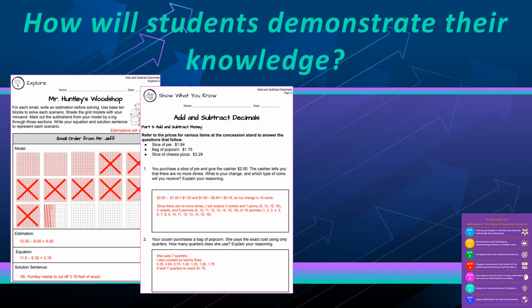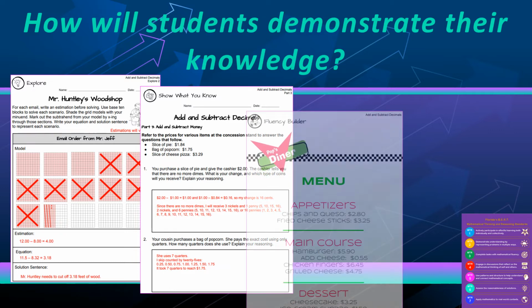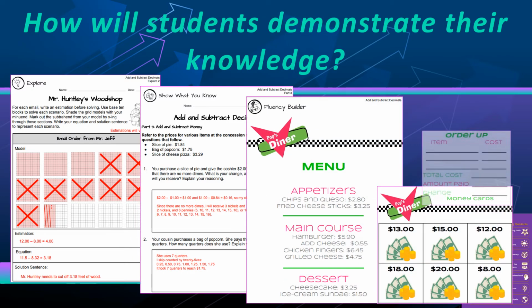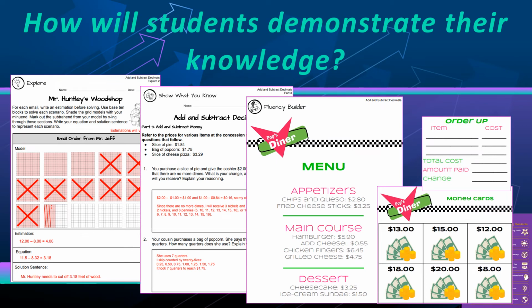Here's another example looking at those 1- and 2-step word problems involving money. And then you might even see some type of game like this where it's called Pop's Diner. And basically, they're using a menu and creating an order. And if I have this much money, what can I buy? And how much change will I receive? So, really, that real world application.